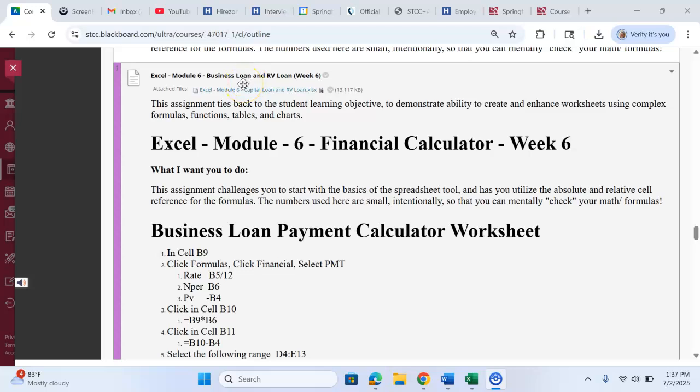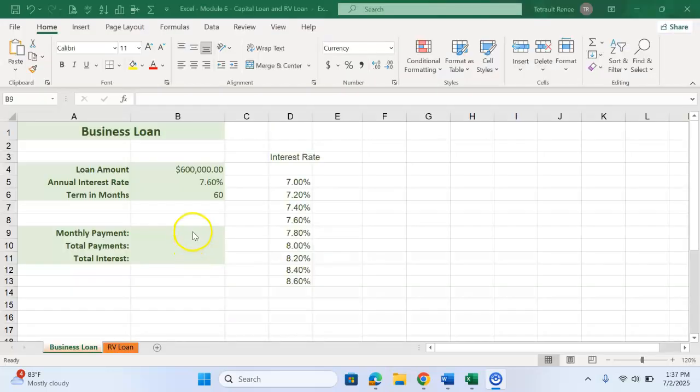Directions for the business loan and RV loan. Go ahead and open the attached file. So we're working with large loan amounts here, $600,000 at an annual interest rate of 7.6% for 5 years.